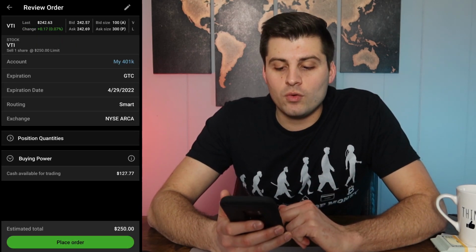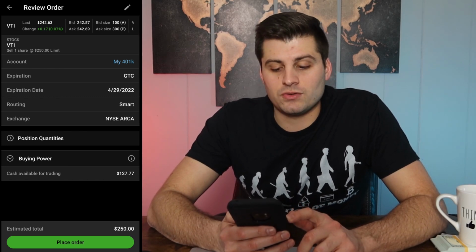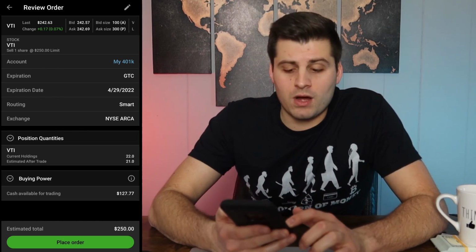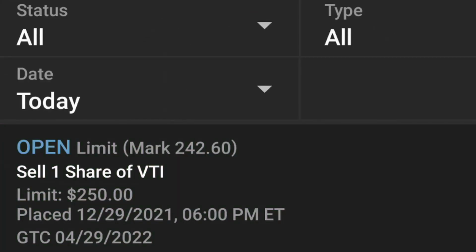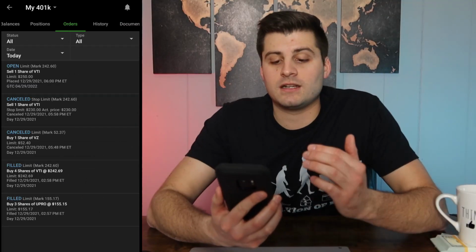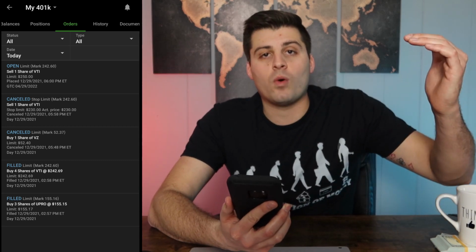We're going to hit review order, and then you can see our expiration is good till cancel. It shows the expiration date. Position quantity, we're going to be selling one. We're going to hit place order. And then you can see right here, it's open. The current market price is $242.60, and our limit sell is for $250. Because we're selling and it's a limit order, it is going to sell for $250 or better. So in that case, it's going to be $250 or higher.